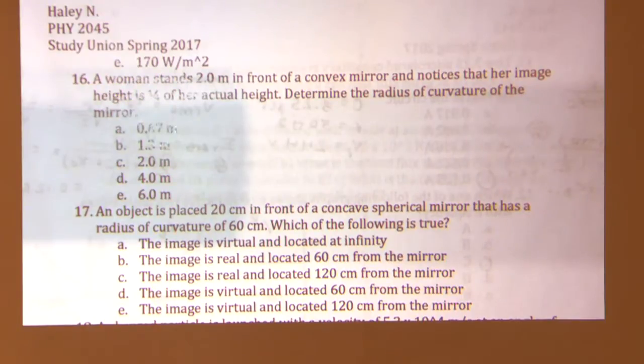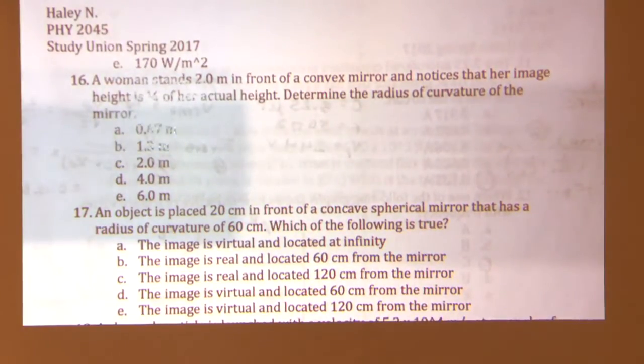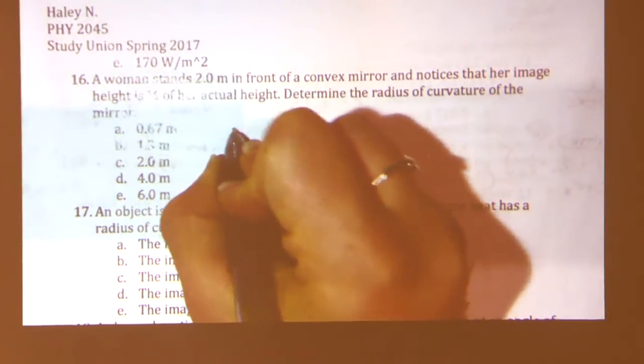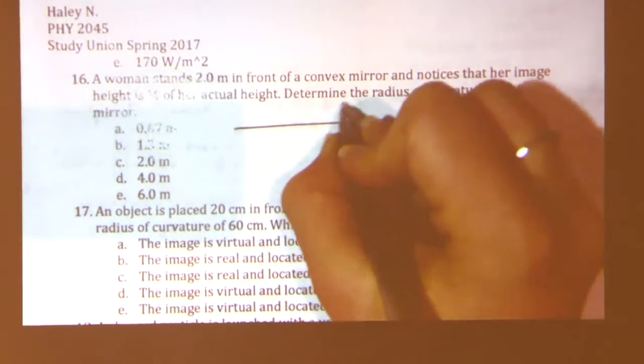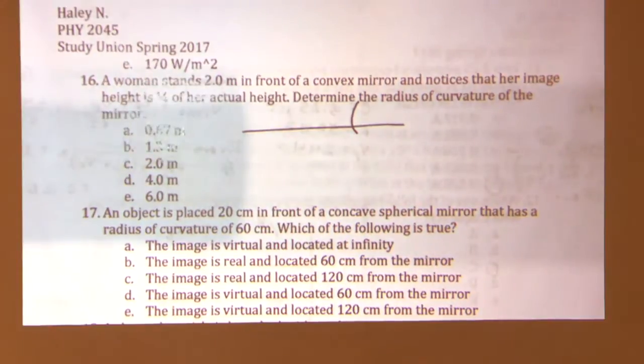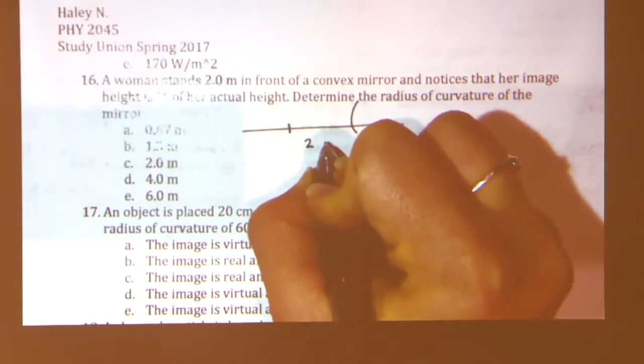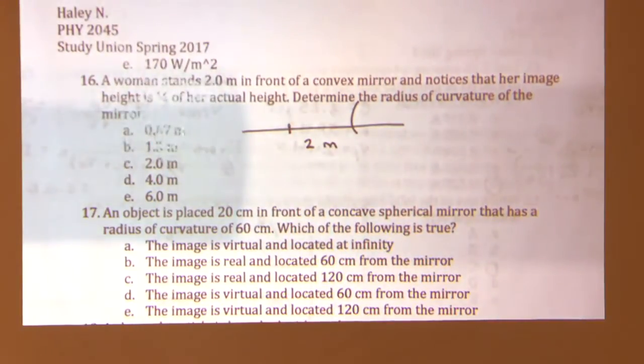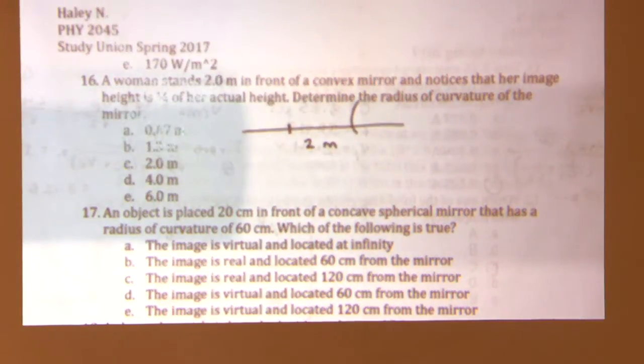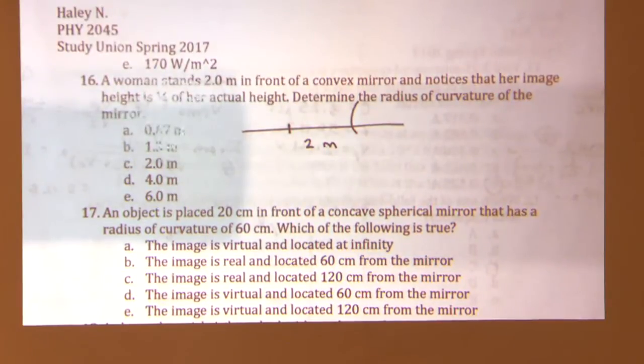So number 16, a woman stands 2 meters in front of a convex mirror and notices that her image is 1/4 of her actual height. Determine the radius of curvature of the mirror. So we have a convex mirror, and she is standing 2 meters in front of it. She notices that her image height is 1/4 of her actual height.